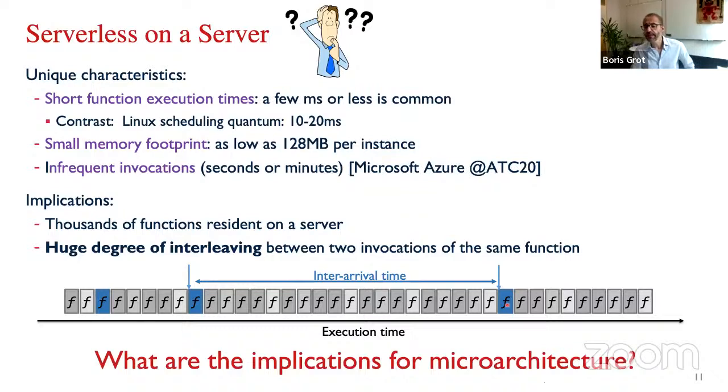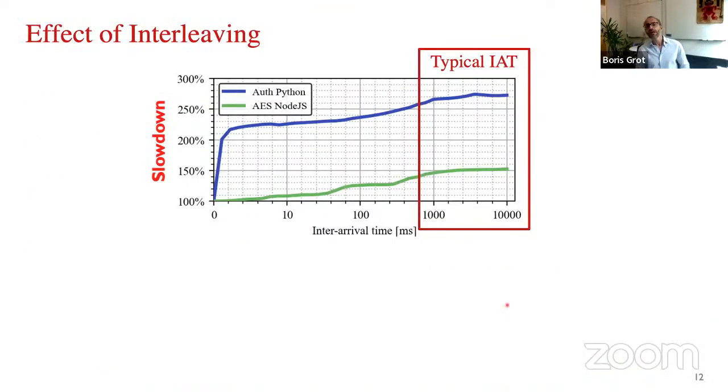And so the question is, what are the implications of this model in terms of CPU efficiency on that particular server? Okay, so this picture shows two functions. One of them is an authentication function written in Python. Another one is an encryption function, AES, written in Node.js. I'm intentionally taking functions written in two different programming languages, so this is by design, Python versus Node.js. The y-axis shows the slowdown compared to what happens if I just invoke functions back to back, right? I invoke authentication again and again, back-to-back invocations, versus when the inter-arrival time between invocations is varied on the x-axis, okay?